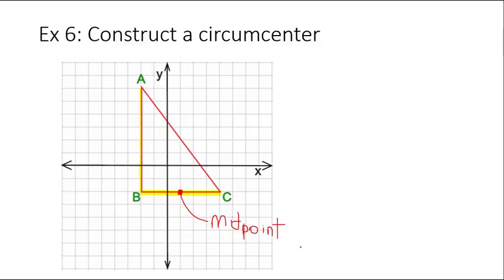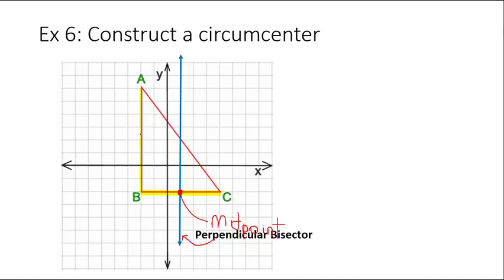And when you do a midpoint there, let me just draw a straight line vertical going through there. Okay. And this is a perpendicular bisector. Okay, so we do the same thing on the other side.